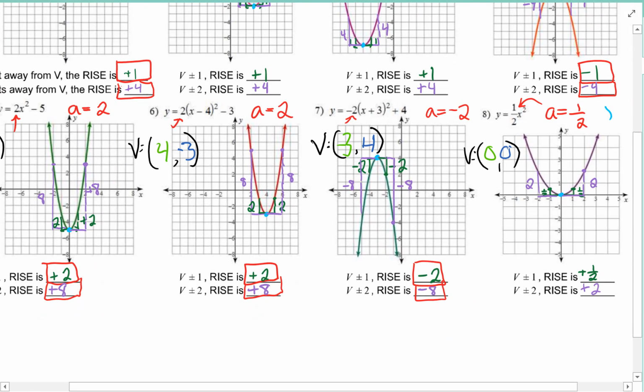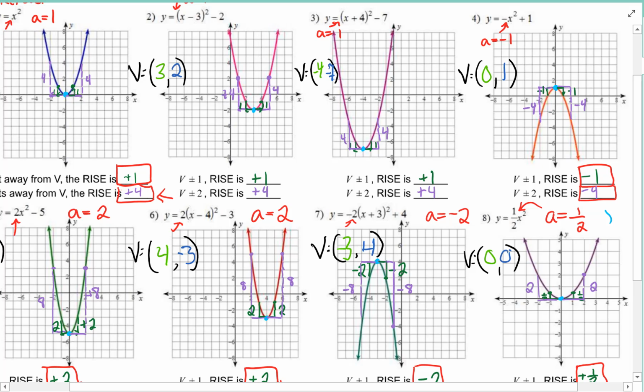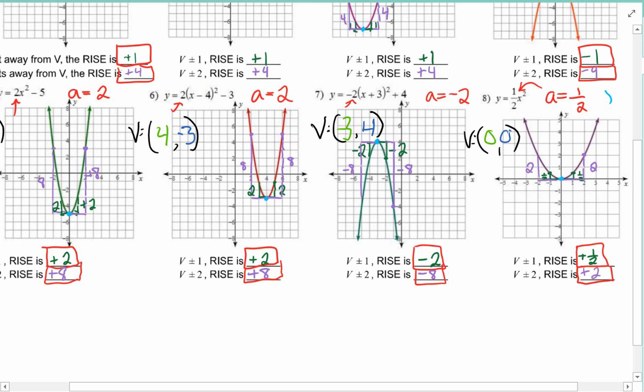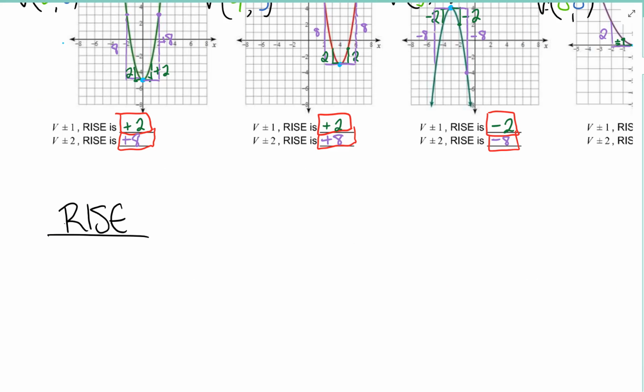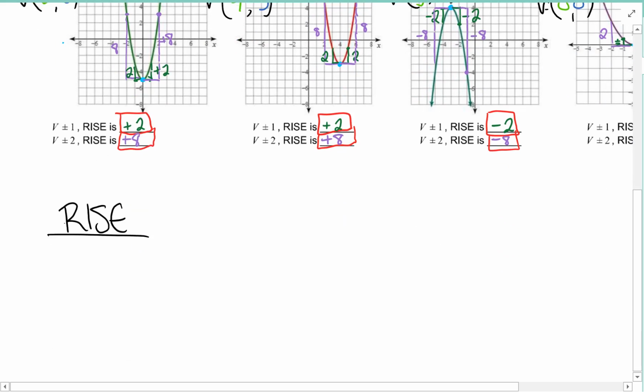Same if you have a negative, except the rise is just negative. Here, A was 1/2, so the rise 1 unit away from the vertex was 1/2. And the rise 2 units away from the vertex, instead of being 4, as we see with our parent function, was 2, which is half of 4. So once you find your vertex, A directly affects where the other points will be in context of the vertex.